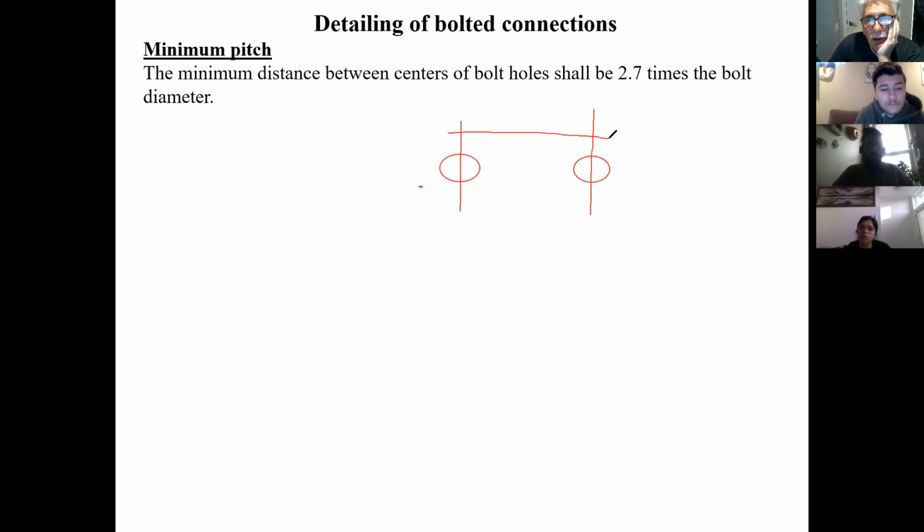So if I'm specifying a 3/4 inch bolt, let's use metric and say a 20 millimeter bolt. Then the minimum distance here would be 2.7 times 20 millimeters, which is 54 millimeters. Now, that is the minimum. Normally what we like to leave here, and you'll see this in a lot of details, is 3 inches.